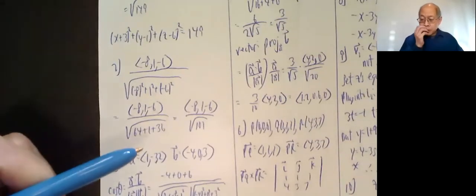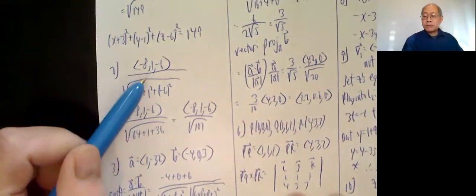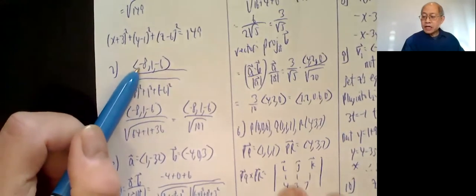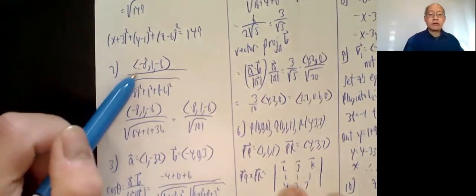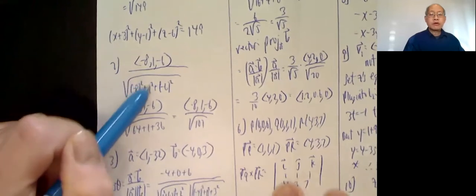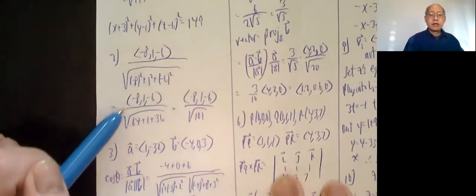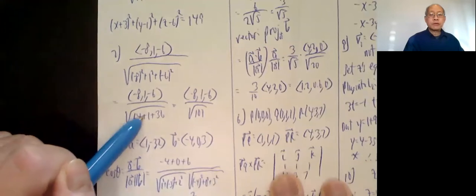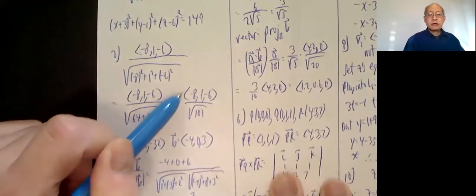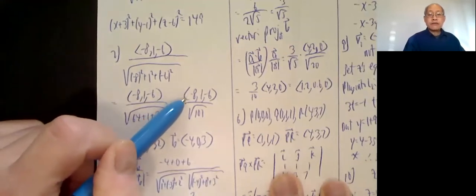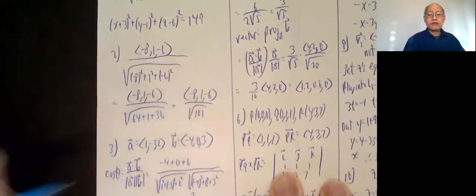Okay, number 2, unit vector. So just take the vector and divide it by its magnitude. Negative 8, 1, negative 6 divided by the square root of (−8)² + 1² + (−6)². And that's radical 64 + 1 + 36. So the vector is negative 8, 1, negative 6 divided by square root of 101.